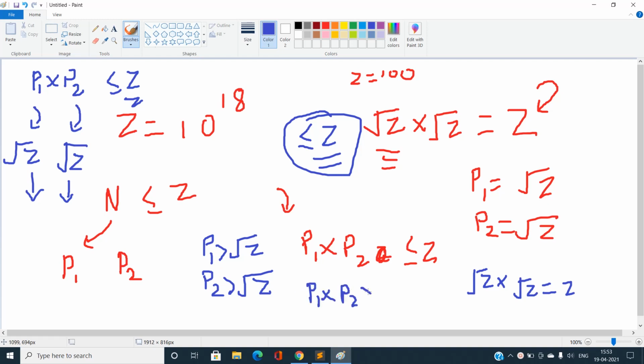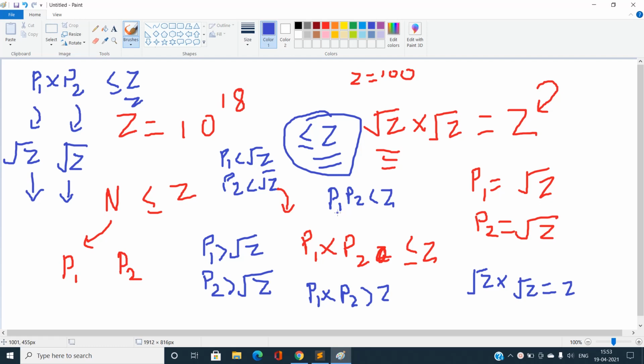Okay, or you can say if you multiply two numbers, P1 should be less than root Z and P2 should be less than root Z, then if you multiply these two numbers, it is always P1 into P2 less than or equal to Z. But we need to find the at most value, that is multiplying these two consecutive prime numbers, and this should be at most Z.